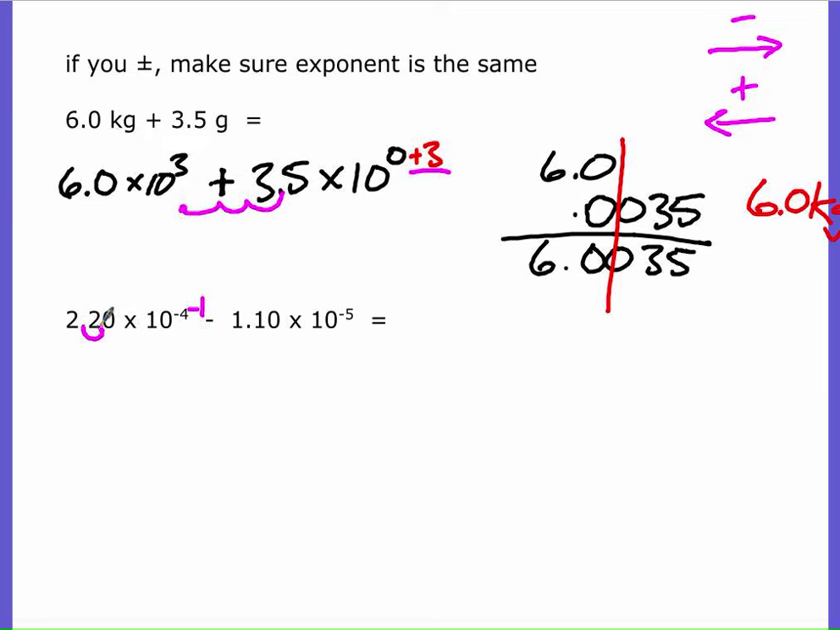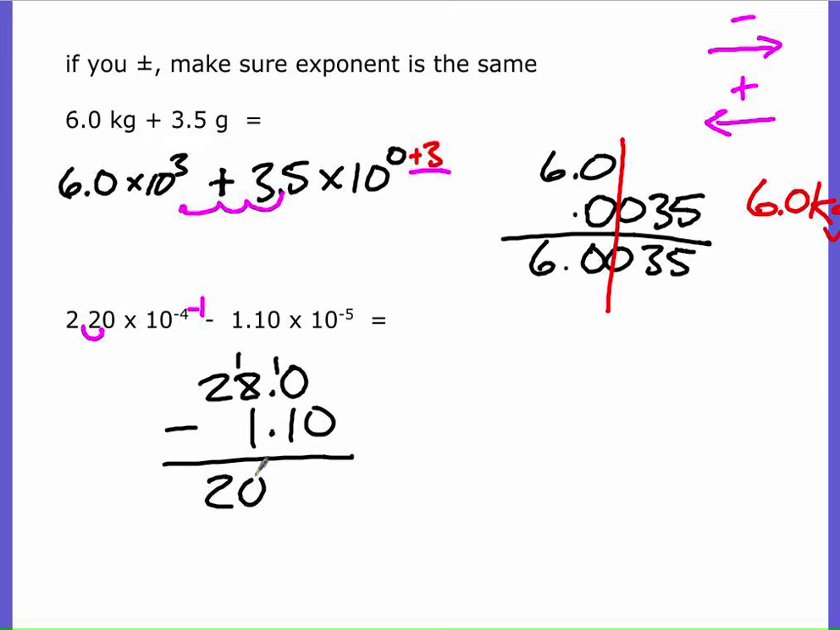And so then I really have a problem that says 22.0, and I'm subtracting 1.10 from that, which can be done fairly easily. I'm going to have to borrow a little bit here to make this work, but I'm going to have 0.90 as my answer, and then I round with precision.